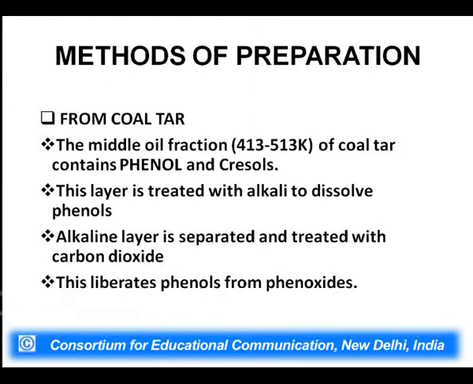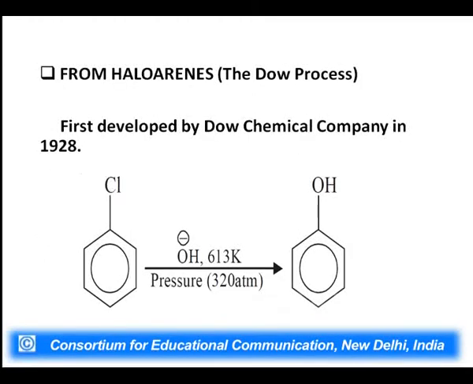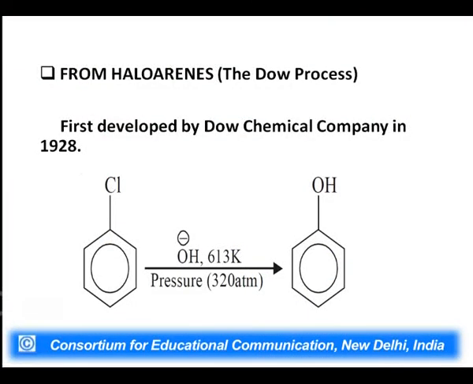But nowadays, most of the phenol is prepared from petroleum products. We can prepare phenol from haloarenes. This method was first developed by Dow Chemical Company in 1928. In this, we treat chlorobenzene with 5% NaOH solution at 613 Kelvin at a pressure of 320 atmospheres. But we know that this is an example of ipso-nucleophilic substitution reaction. What I mean by ipso-nucleophilic substitution here is that we are substituting any atom other than hydrogen. So in this case, we are replacing a chlorine.